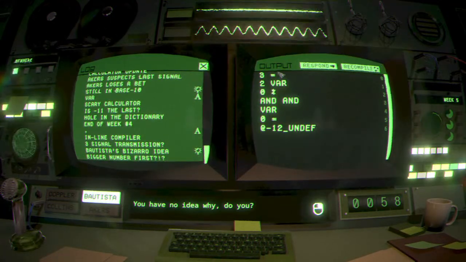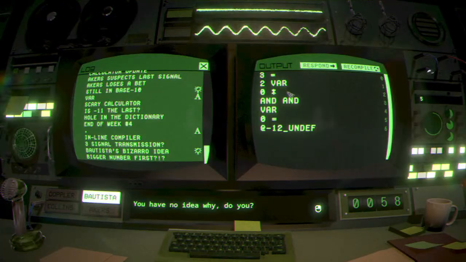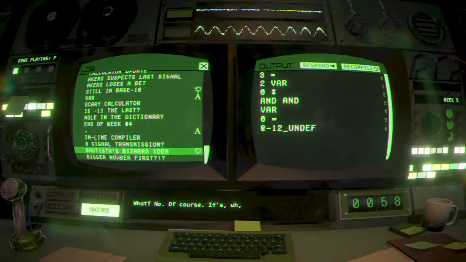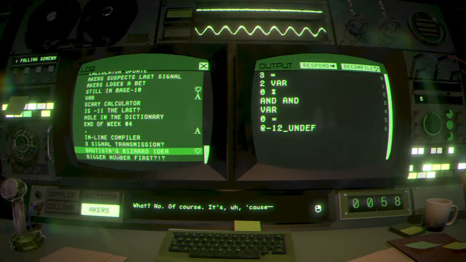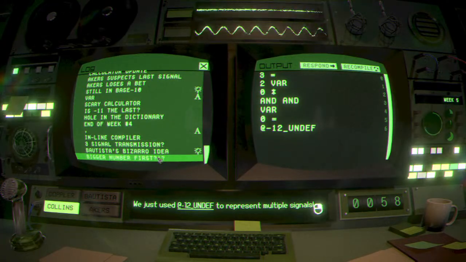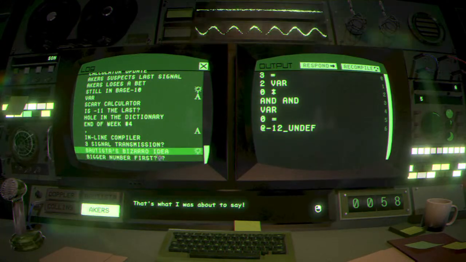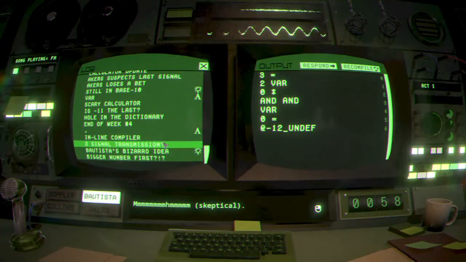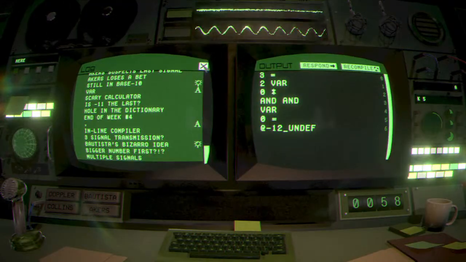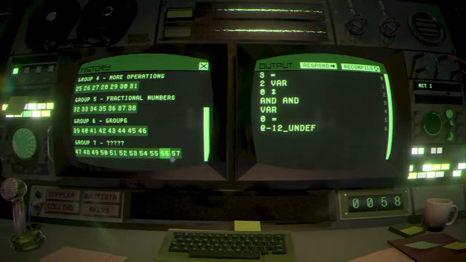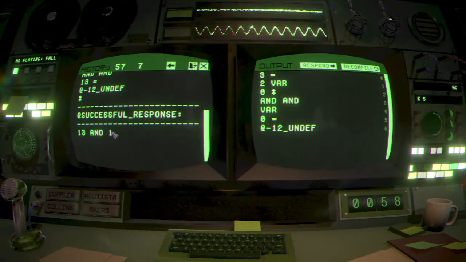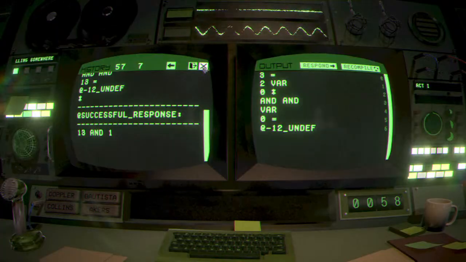Are they talking about the output on the right? Or what? No, of course. It's because we just used this thingy to represent multiple signals. That's what I was about to say. Yes, skeptical. Is that true? Let me try. I guess so.